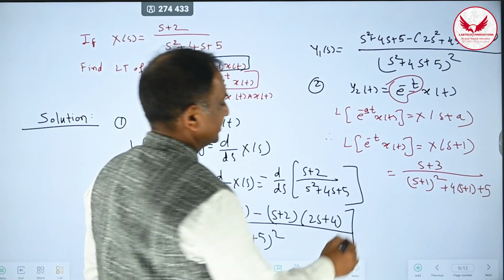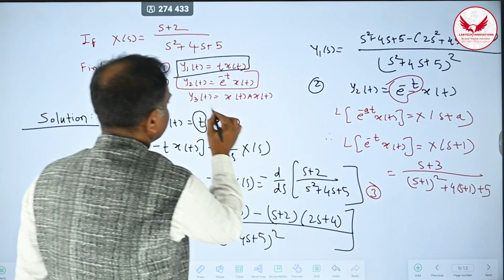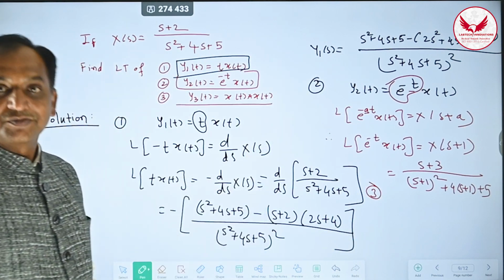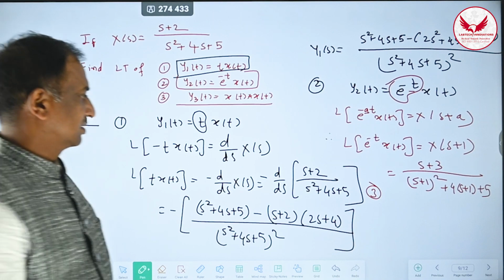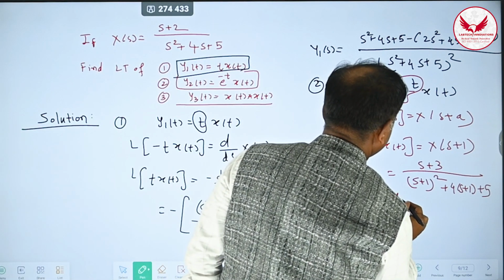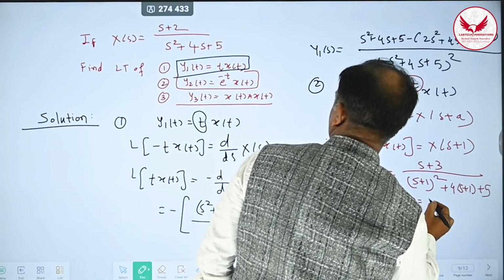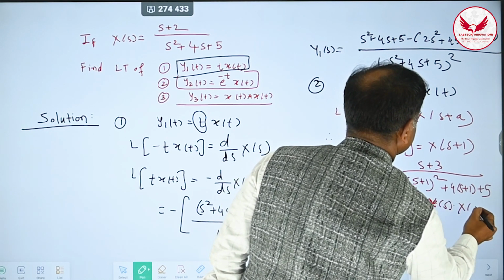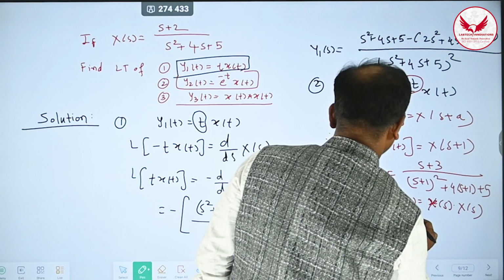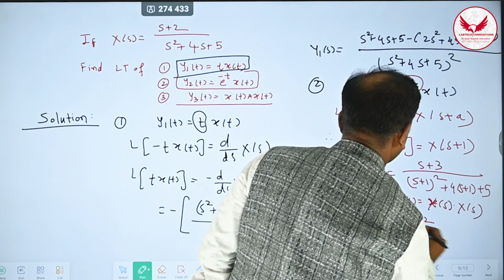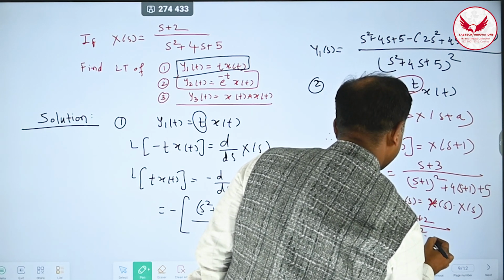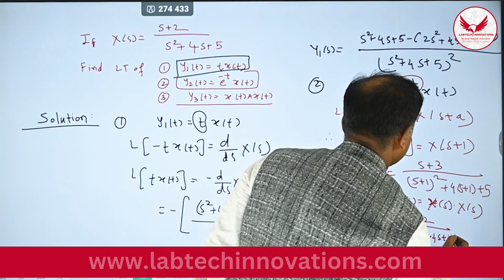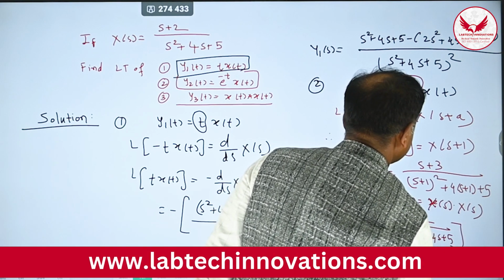Third is very easy, that the convolution in the time domain corresponds to multiplication in the s domain. So that y3 of s is equal to x of s into x of s. So this is equal to s plus 2 divided by s square plus 4s plus 5, its whole square.